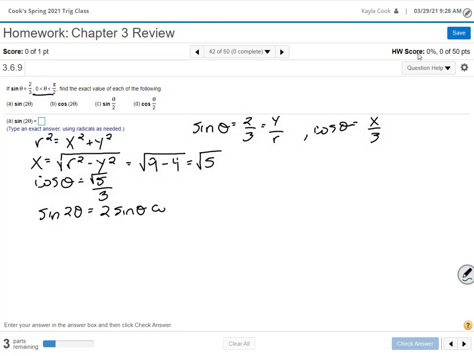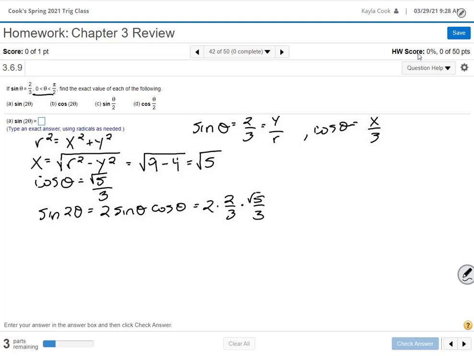I'll write the formula first, and then we will plug things in. Well, we know what sine theta is, and we know what cosine theta is now. So I just plug in 2 times 2 over 3 times root 5 over 3.